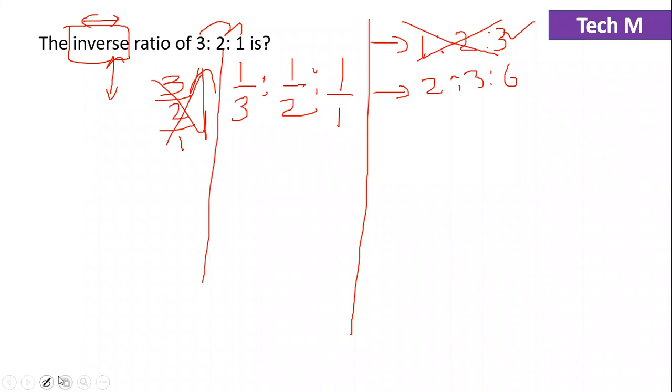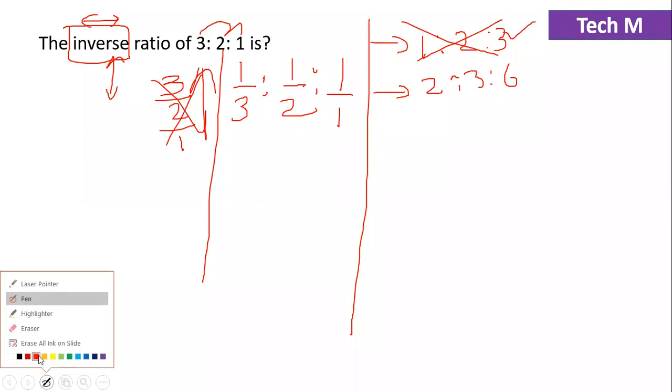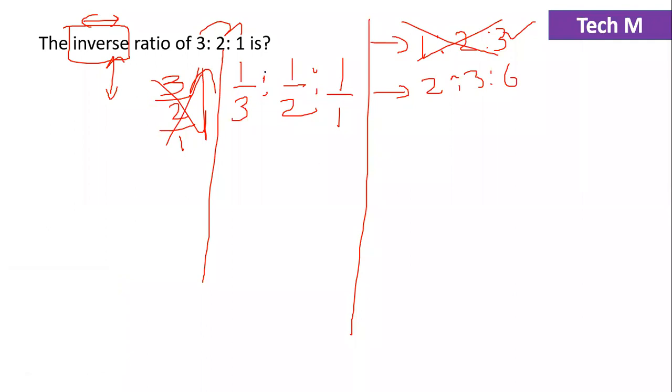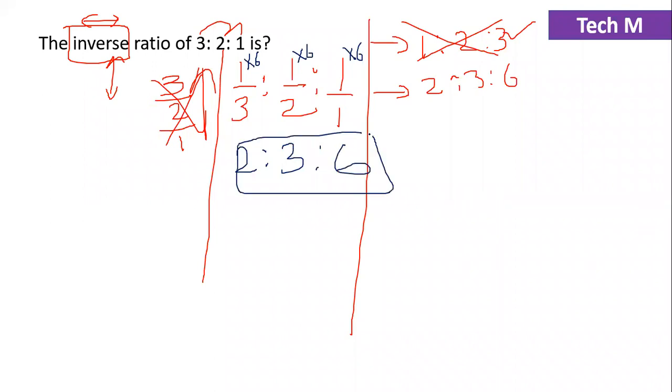Now, if any 3 numbers in a ratio have fractions, what we have to do is multiply with their LCM, because the ratio should not be in fractions. Here, the LCM of 3, 2, 1 is 6. We have to multiply with 6. Then 6 by 3 becomes 2, 6 by 2 is 3, 6 by 1 is 6. This is the inverse ratio.